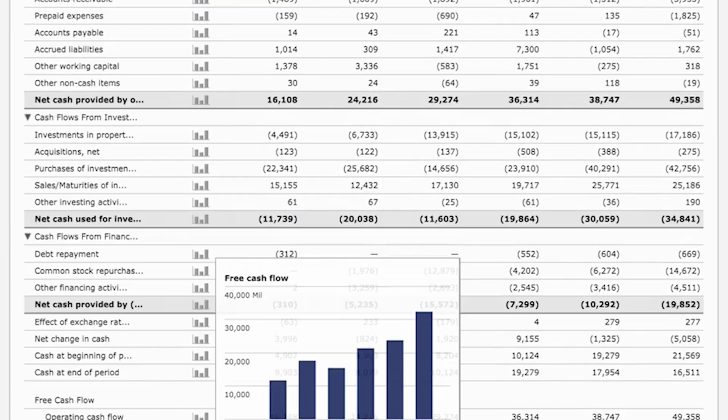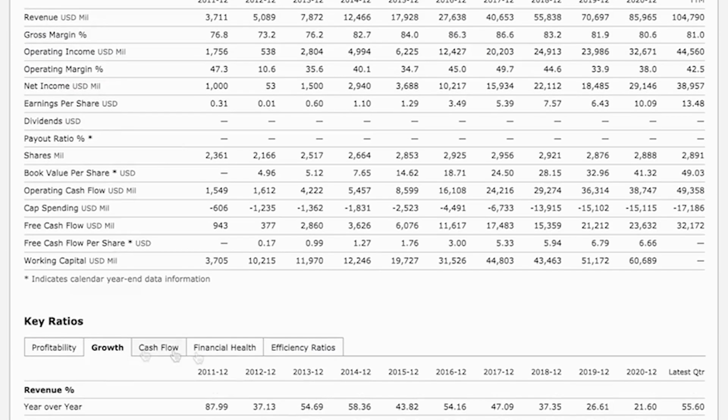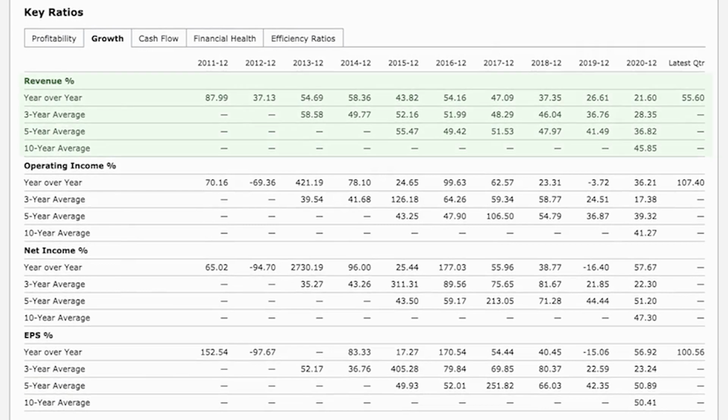But if we go back to the key ratios tab and we scroll down to this growth rate section, we can see how revenues, operating income, and net income have grown over the years. Let's focus on this column and we can see the year over year growth rate, the 3-year average annual growth rate, the 5-year average annual growth rate, and the 10-year average annual growth rates. And this is telling us that growth rates have been anywhere between 17% annually to 50+% annually.